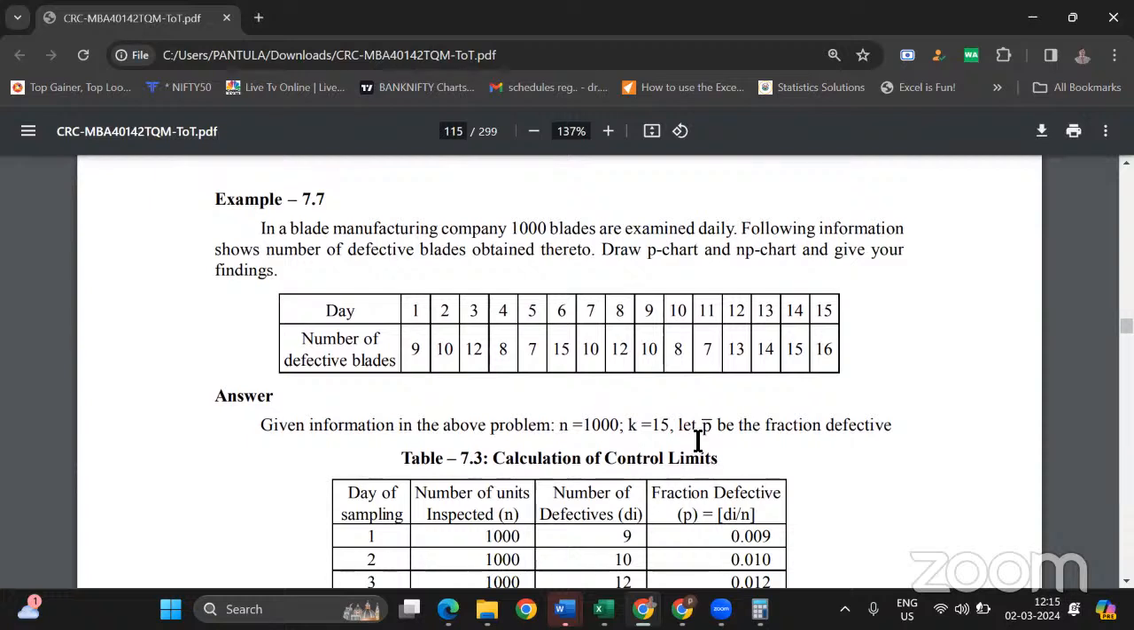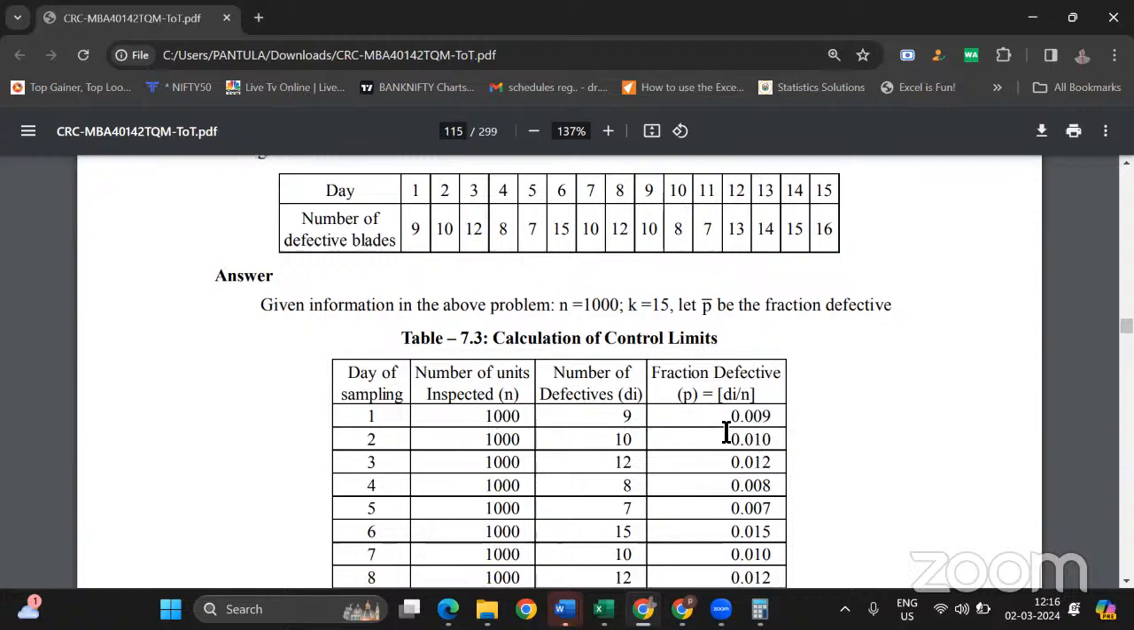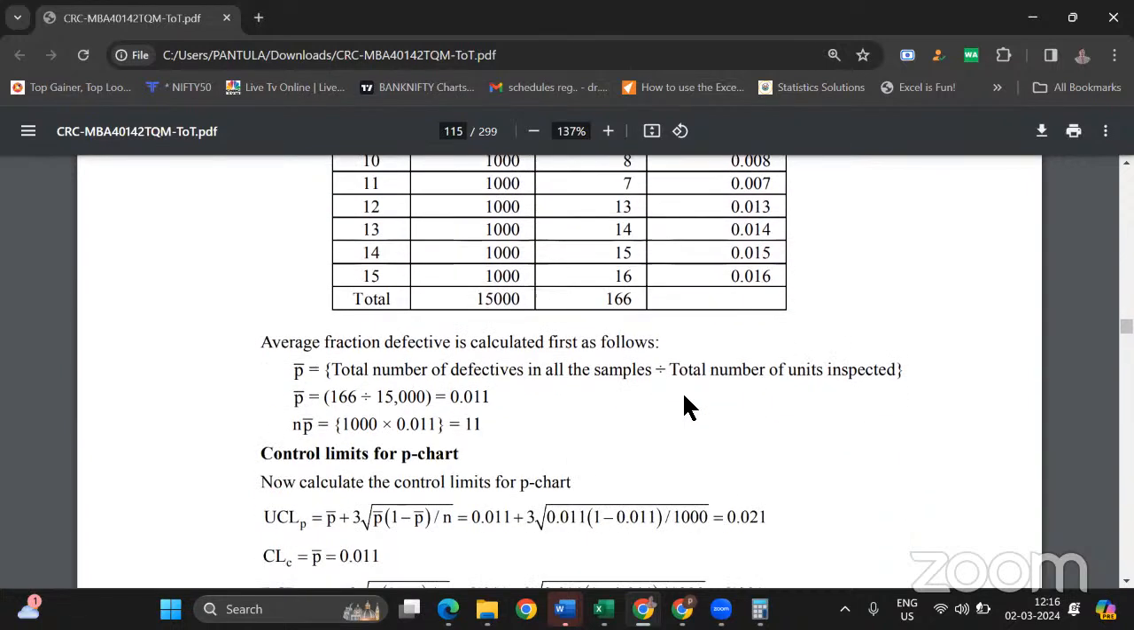And P bar is the fraction of defective. Now here, for each day's sample, we have the number of samples inspected and the number of defectives. P equals d_i divided by 1000. P bar means we sum and divide: the total number of defectives divided by the total number of observations, like 166 divided by 15,000, which equals 0.011.